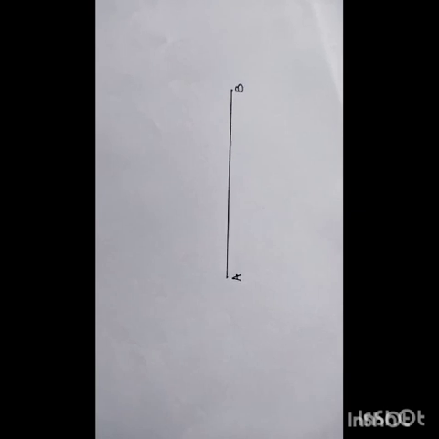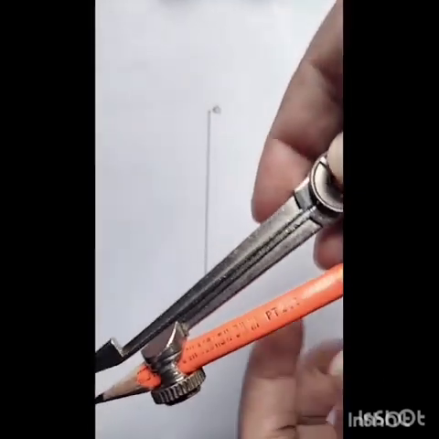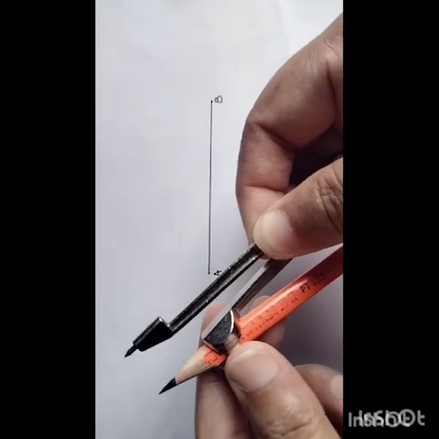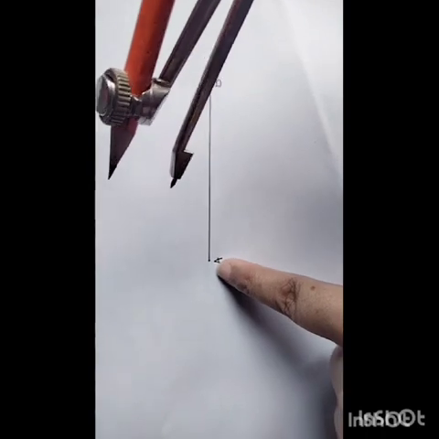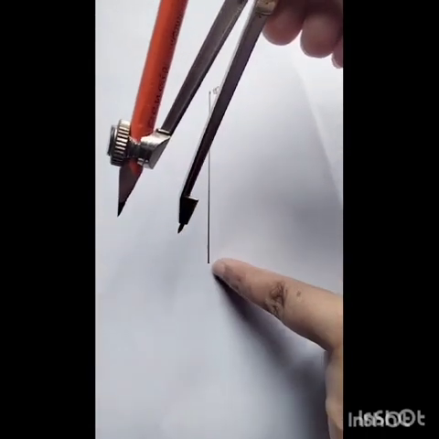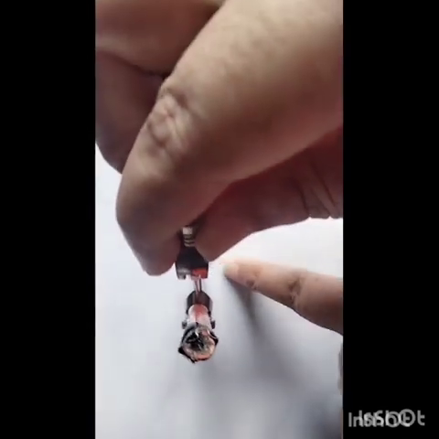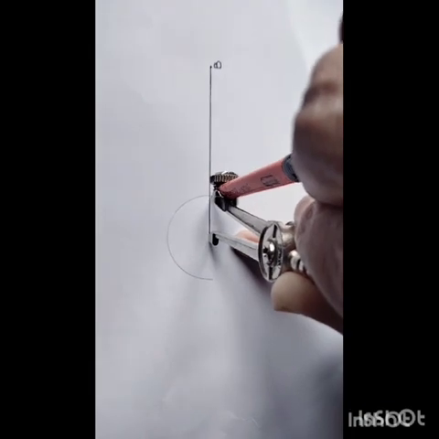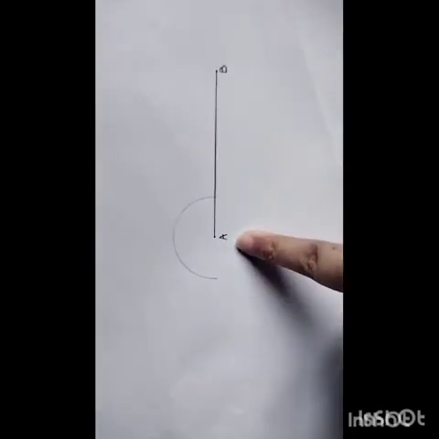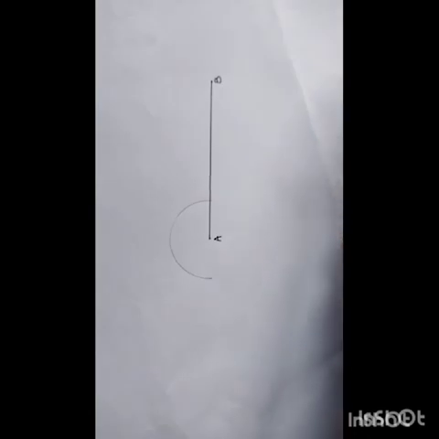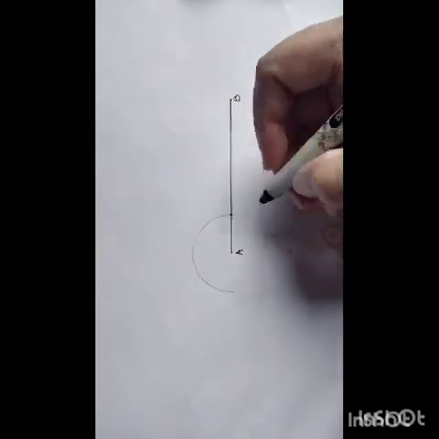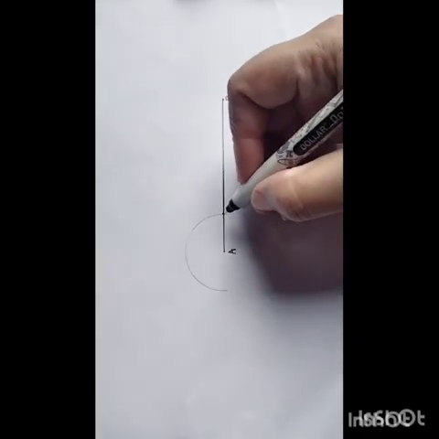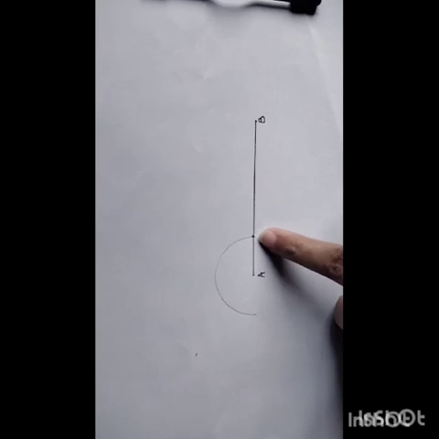For construction of angles, use your compass. Open your compass with suitable radius. Taking A as a center, put your compass needle at point A and draw a semicircle with suitable radius. The point which touches the straight line, we can give any name to this point. Now this time we can call this point L.